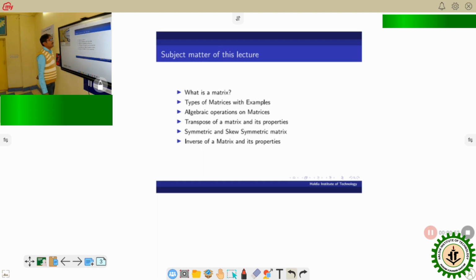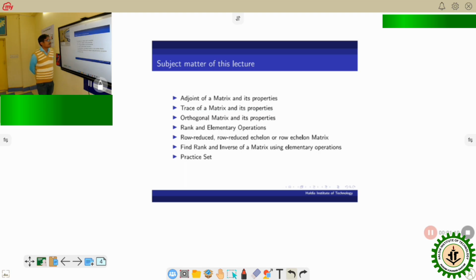First of all, what is a matrix? Types of matrix with examples, algebraic operations on matrix, transpose of a matrix and its properties, symmetric and skew-symmetric matrix, inverse of a matrix, adjoint of a matrix and its properties, trace, orthogonal matrix, rank, and elementary operations, row reduced, row echelon form, find rank and inverse of a matrix using elementary operations, and lastly I will provide you some questions for practice.